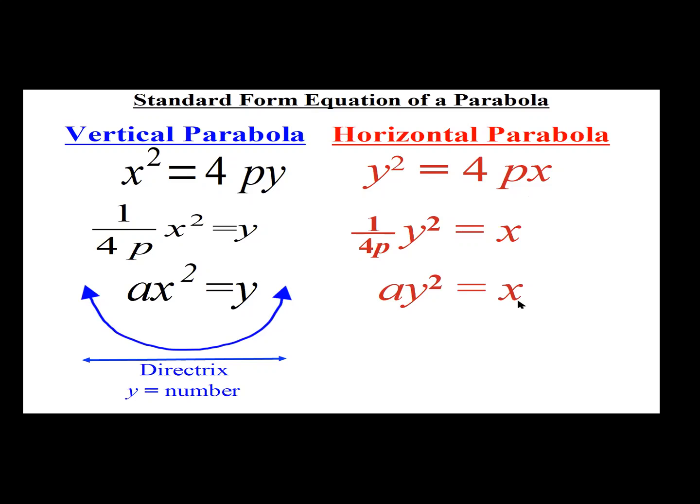Yes? How do you get ax squared equals y from x squared equals 4py? Okay, so ax squared equals y. So here, look up. I started with this. If I divide both sides by 4p, I end up with this, yes? Yeah. And then all they do is replace this and say that this is a coefficient of x squared, and they just label it a. Okay. It's all about labels.